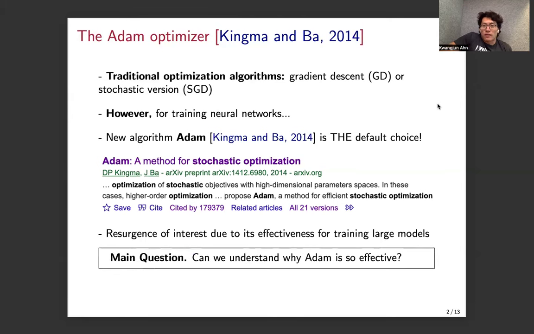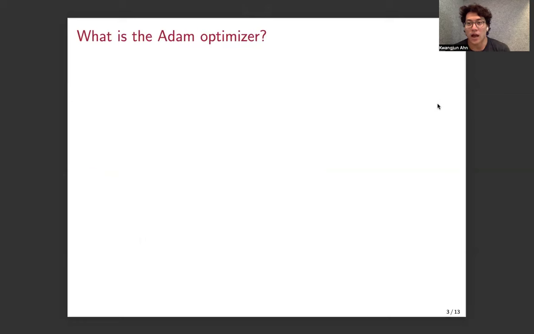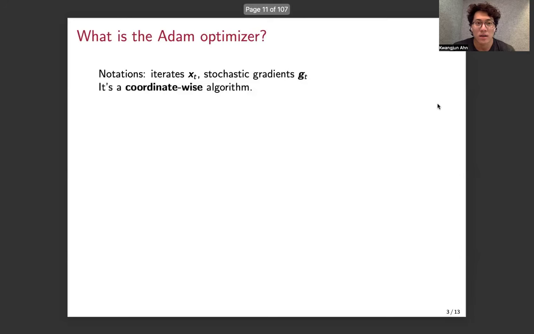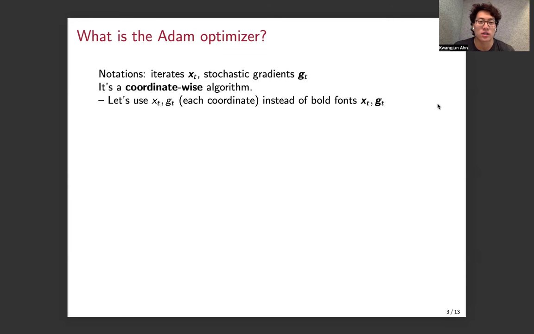So the main question that we want to tackle in this work is, can we understand why Atom is so effective? Let me just briefly describe what Atom Optimizer looks like. For notation, the parameter iterates of the optimizer we denote by x_t, and the stochastic gradient by g_t. Atom is a coordinate-wise algorithm, meaning we apply this update rule to each parameter of the parameter group. So we're going to use the scalar notation x_t, g_t instead of bold fonts.